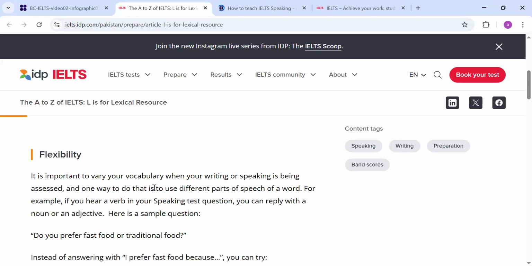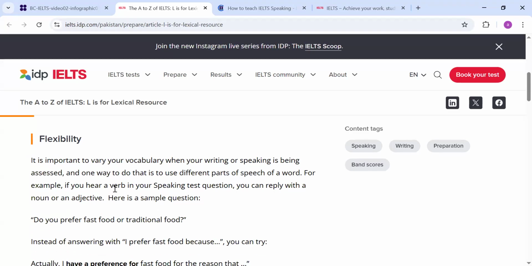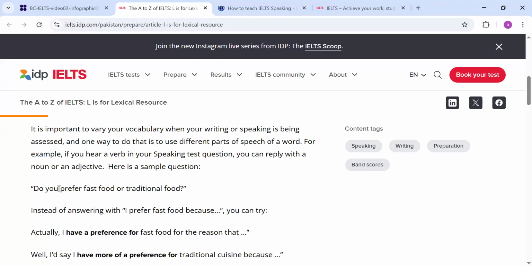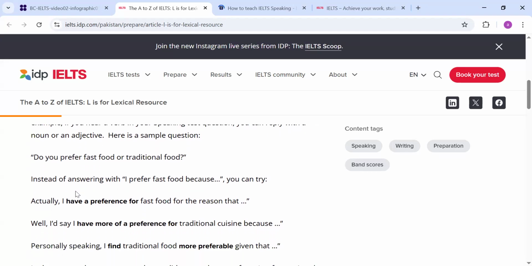And one way to do that is to use different parts of speech of a word. How can we use different parts of speech of a word? Let's see in the example. If you hear a word in your test question, you can reply with a noun or an adjective. Here is a simple question: do you prefer fast food or traditional food? Here we are hearing the word. So in the answer, instead of answering with I prefer fast food, we say, actually I have a preference for fast food for the reason that.